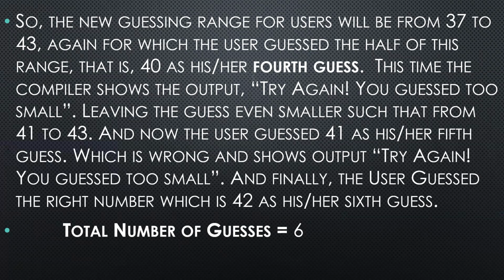The compiler shows again it's too small. And finally, in the sixth attempt, he enters 42, and the user gets the right number, which is 42, on the sixth attempt. So the total number of guesses is equal to 6.